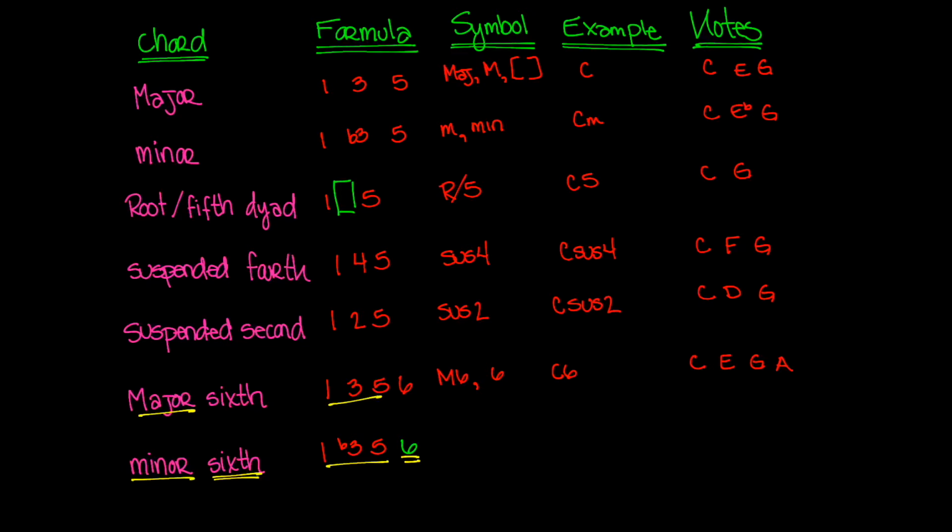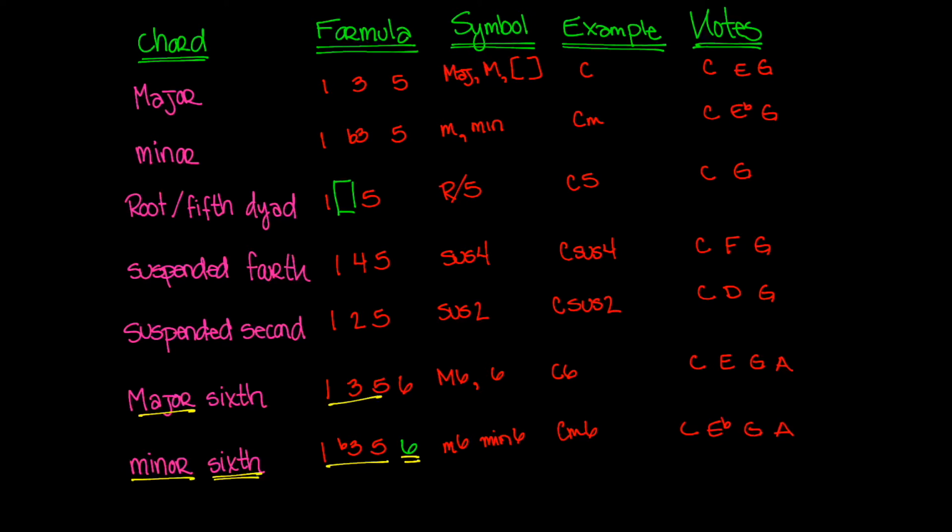Our symbol here would be like a lowercase M6, or you might see MIN6. So C M6, C minor sixth, and that is going to be, if I had notes for that, C, E flat, G, and A.